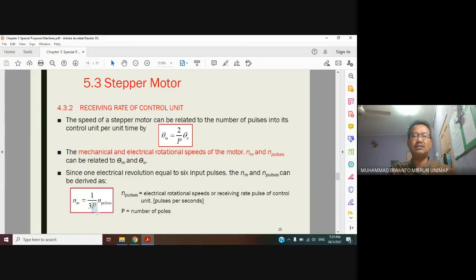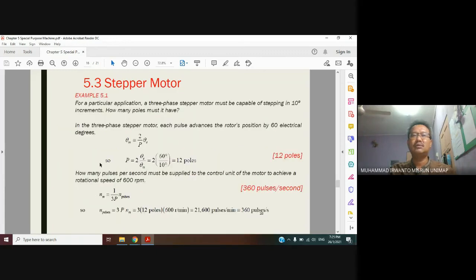So first we want to find the number of poles, and we can obtain the value of the number of poles from this formula: delta M is equal to 2 over P delta E. So P is equal to 2 multiply delta E over delta M, which is equal to 2 multiply 60 degrees divided by 10 degrees. So we have 12 poles.